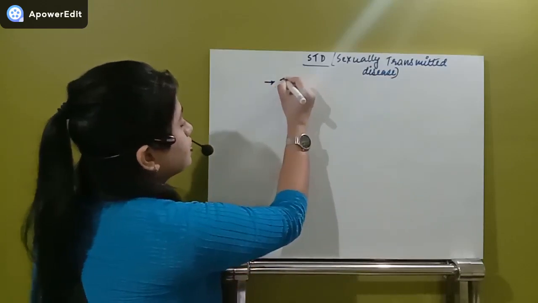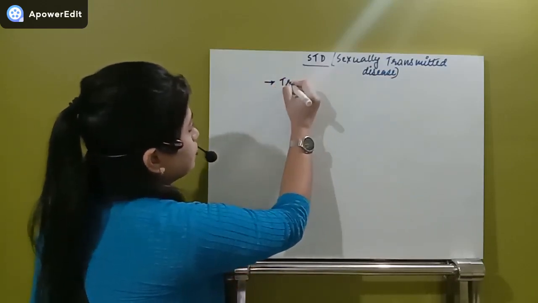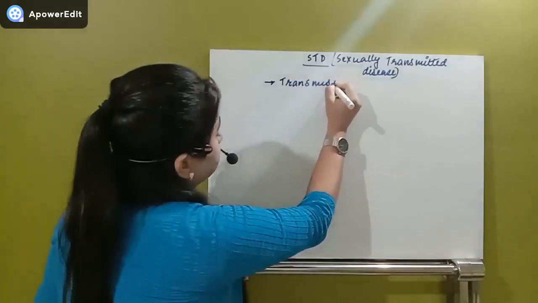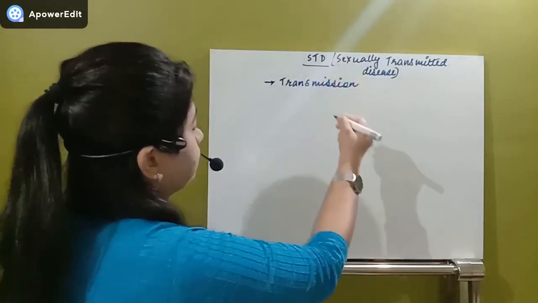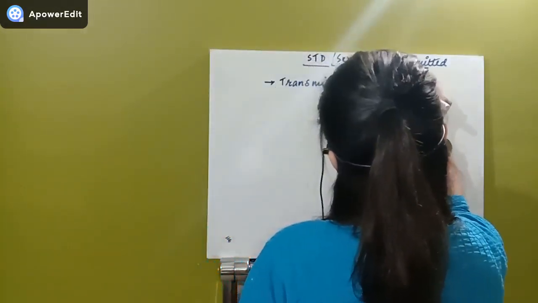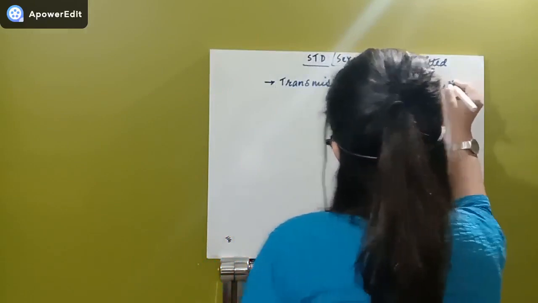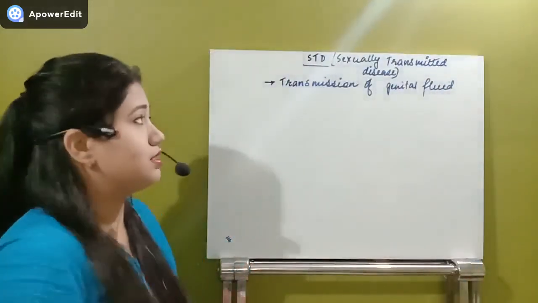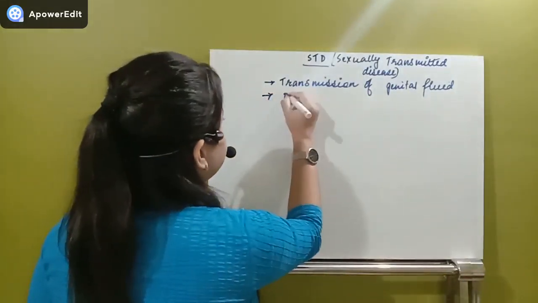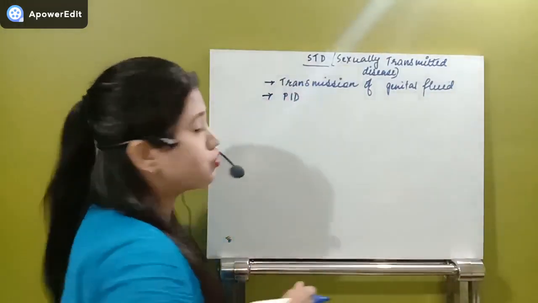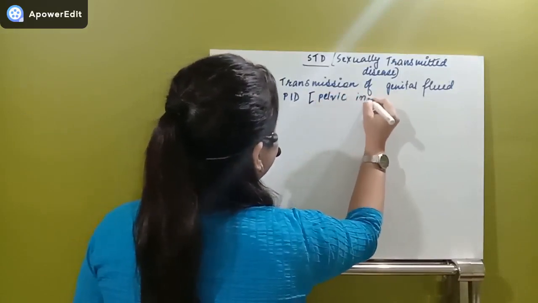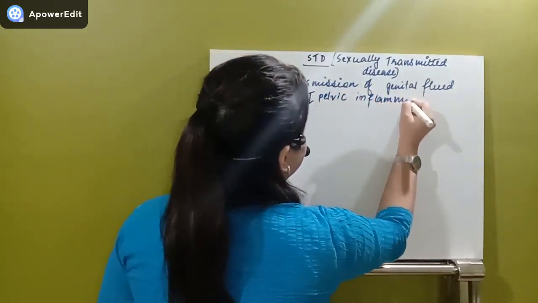First of all, these diseases are caused by transmission of genital fluid. So only during sexual contact can these diseases occur. These diseases are also known as PID. This is also known as pelvic inflammatory disease.